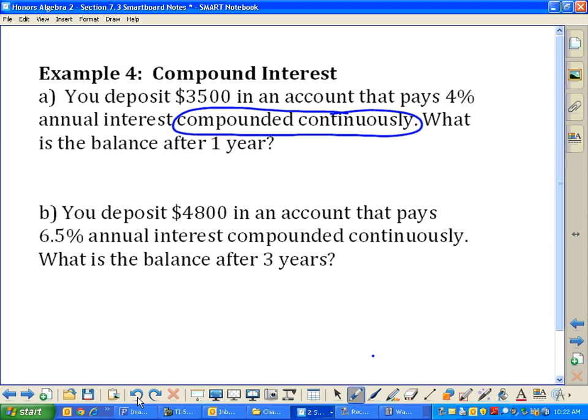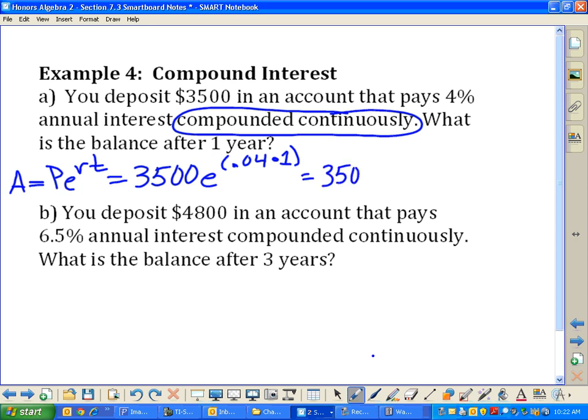Okay, so compounded continuously. What is the balance after 1 year goes by? What we're going to go ahead and do is use our continuous compounding of interest formula. So we have our A equals PE to the RT, PERT. The principal in the account, $3,500, money bags. All right, then we have E raised to the rate times time. Your rate has to be expressed, again, as a decimal. So 4% is 0.04 times my time, which was 1 year. If I simplify that exponent a little bit, I get 3,500 times E raised to the 0.04 power.